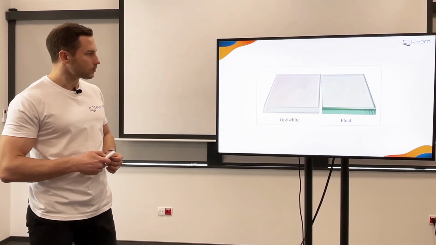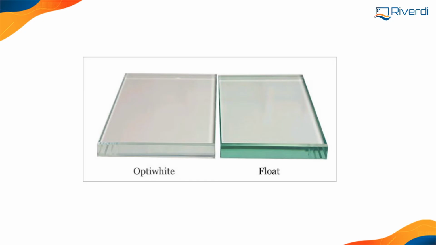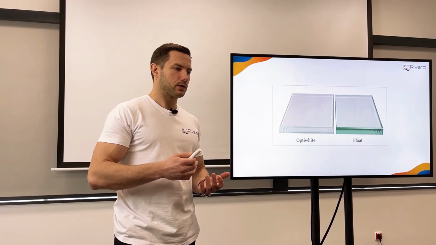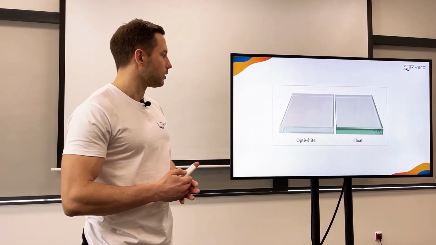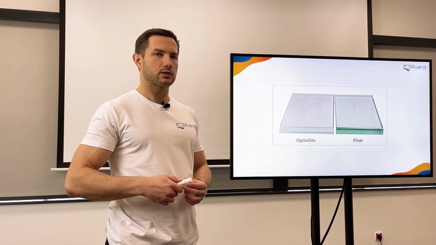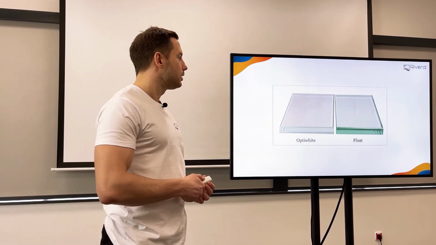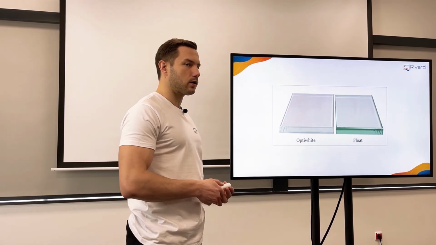Okay, so another type of glass that we can talk about is Optiwhite and float. Float is the most common glass that we use in architectural designs, but also in many cases like touchscreens. We use float, it is most common, most popular, and of course the cheapest. But sometimes we need to have very good colors as planned, especially light colors, white colors, etc. So we use the glass that is called Optiwhite.